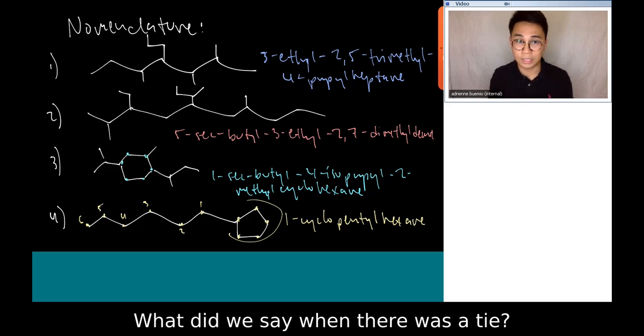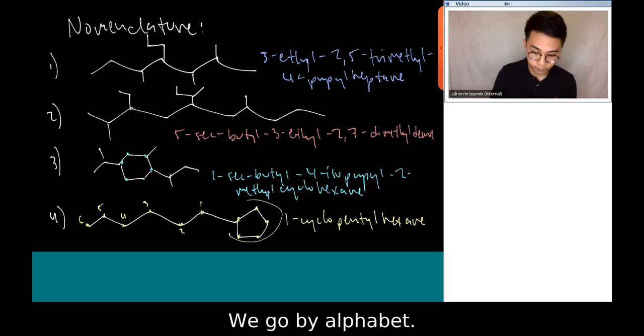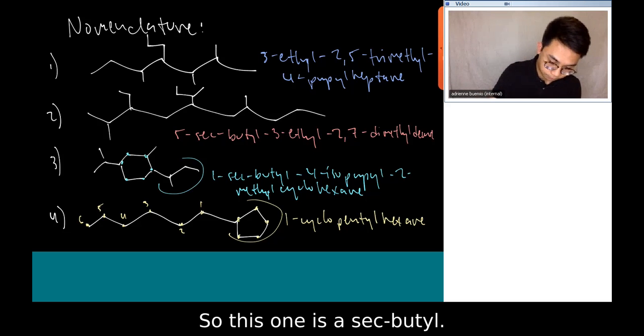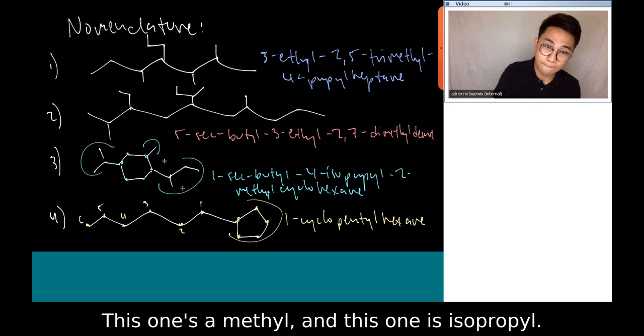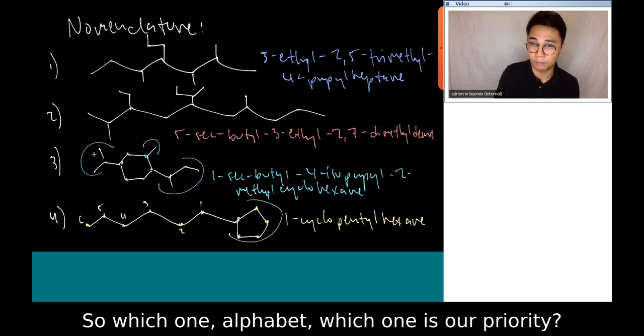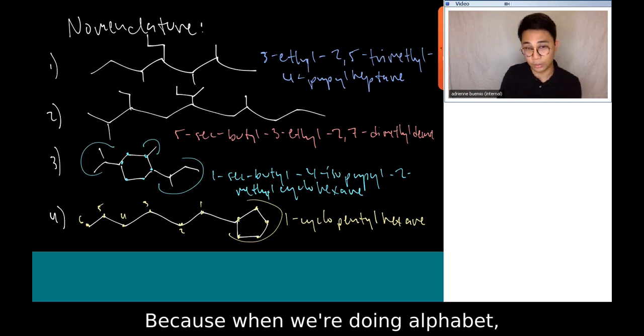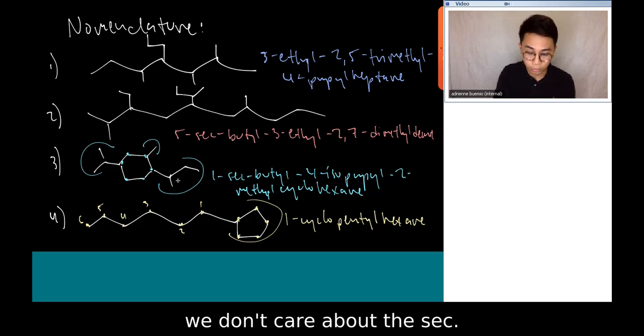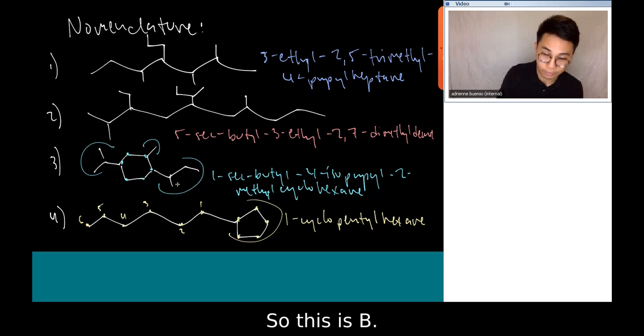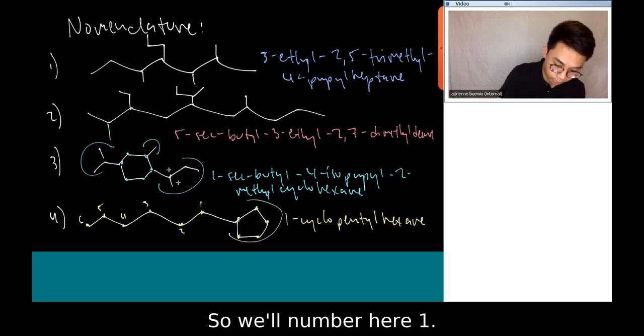What did we say when there was a tie? We go by alphabet, right? So this one is a sec-butyl, this one's a methyl, and this one's isopropyl. So which one is our priority? The sec-butyl, right? Because when we're doing alphabet, we don't care about the sec. We go straight to the butyl. So this is B. So we'll number here 1.